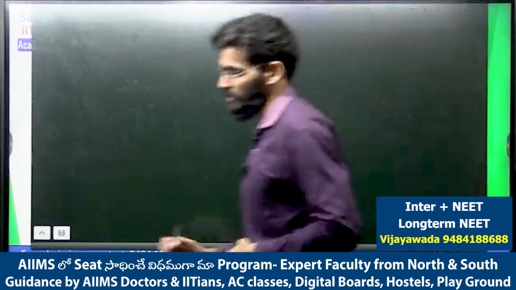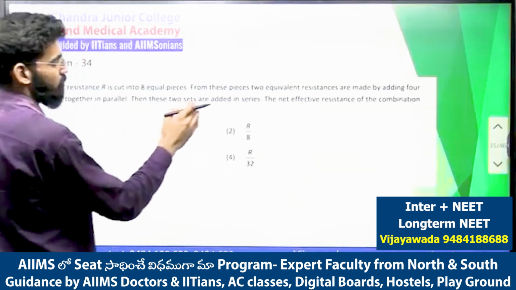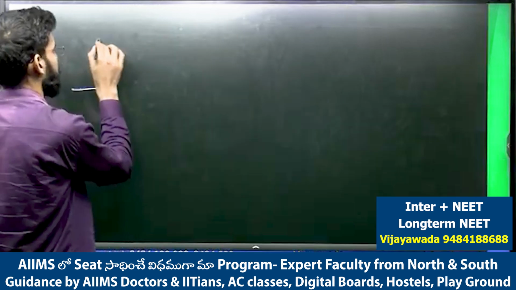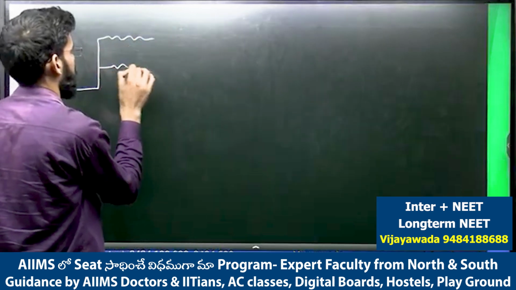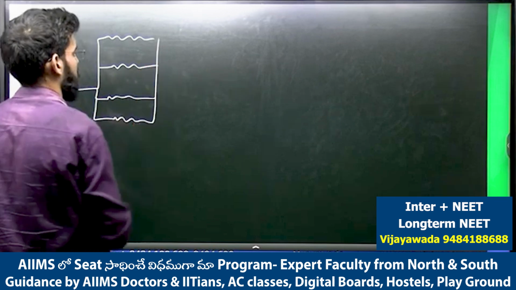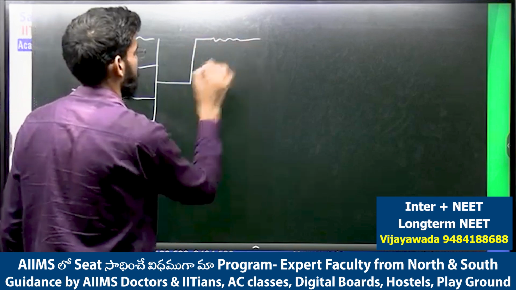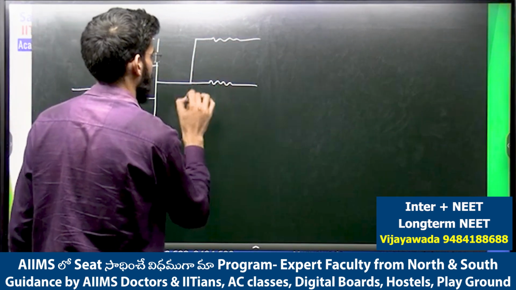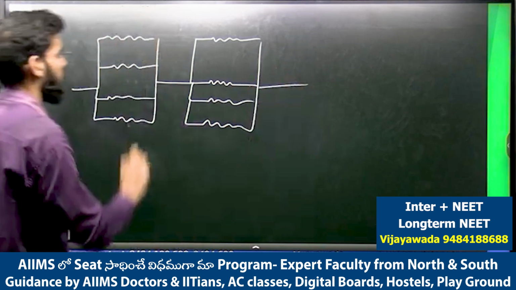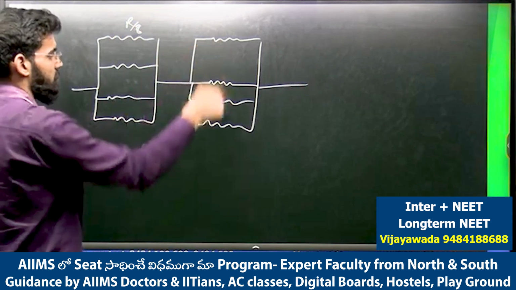Let me draw the diagram, then you will understand better. Then these 2 sets are added in series. The effective resistance of the combination is like this: resistance 1, 2, 3, 4, these are in parallel. And then again the same combination, 1, 2, 3, 4, like this. Every one is R by 8.